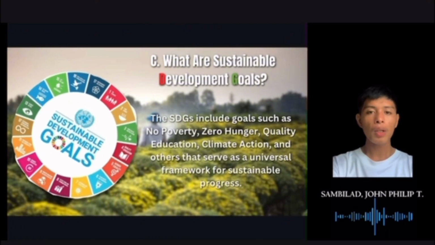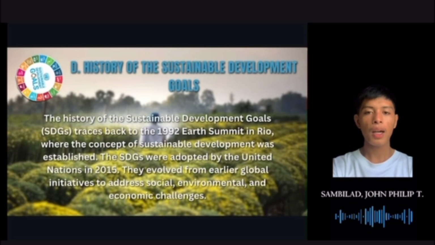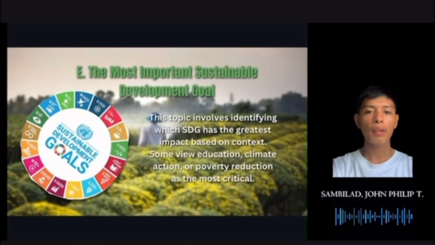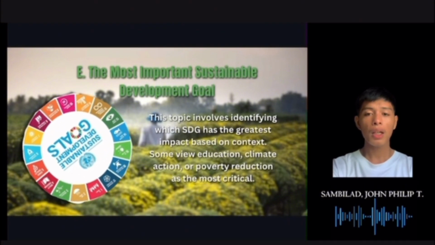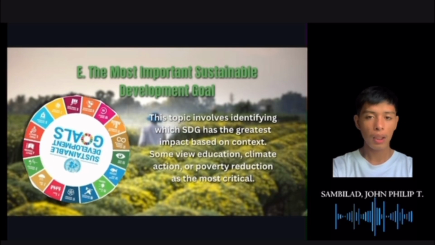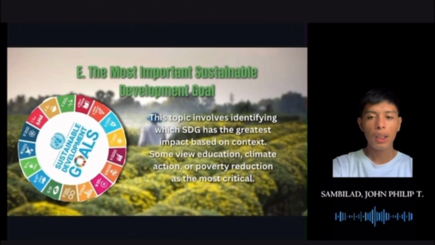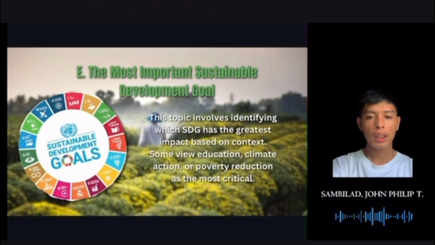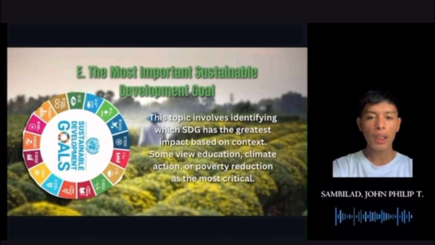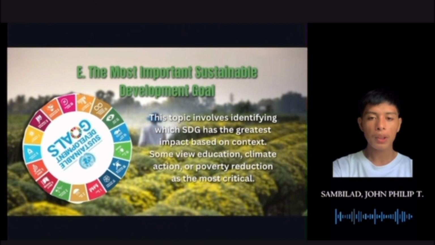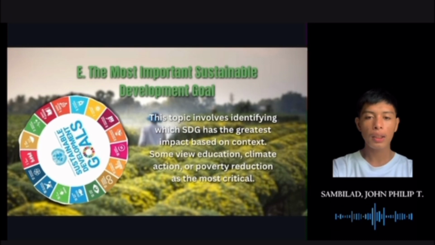Next is the most important sustainable development goal. This topic involves identifying which SDG has the greatest impact based on context. Some view education, climate action, or poverty reduction as the most critical. In short, the most important SDG depends on what problem is seen as most urgent and what will create the greatest positive impact. Each SDG supports the others, but different situations make some goals more urgent than others.